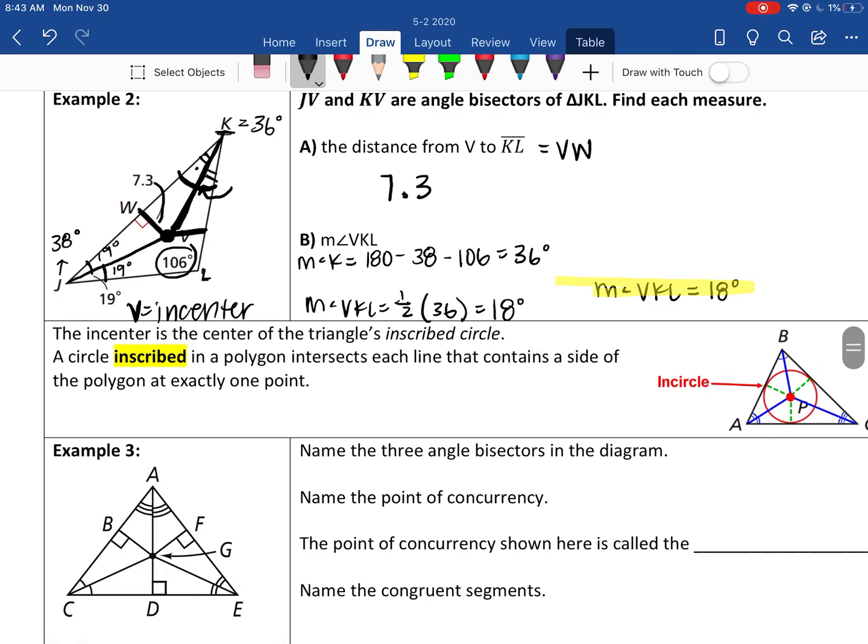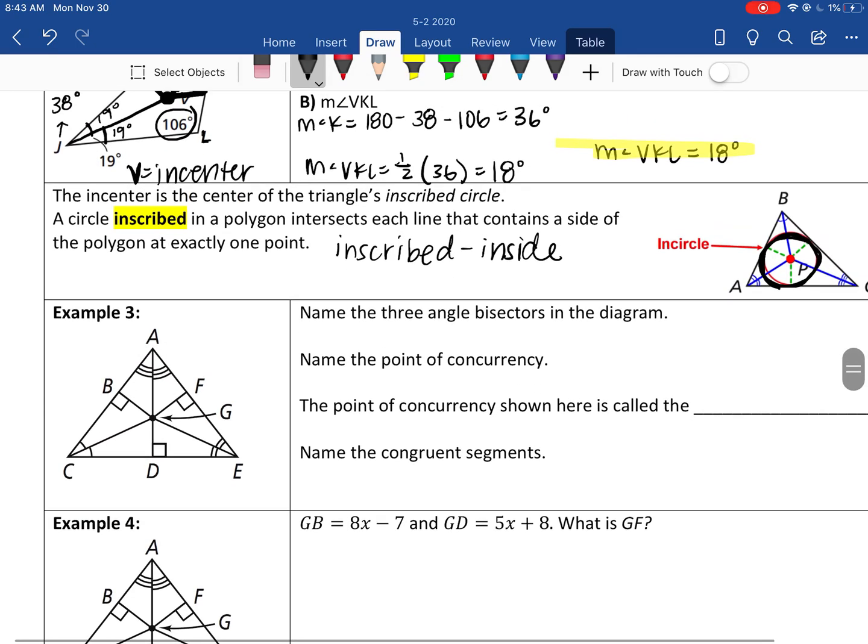Before we move on, remember when we had circumcenters, that the point inside that circle was your circumcenter? Here we have inscribed. The circumscribed circle went outside your triangle. An inscribed circle is going to be on the inside of your triangle. So that's going to be your difference. Circumscribed goes around. Inscribed is inside. Inside your triangle is your inscribed circle.